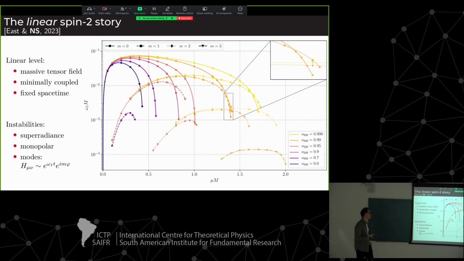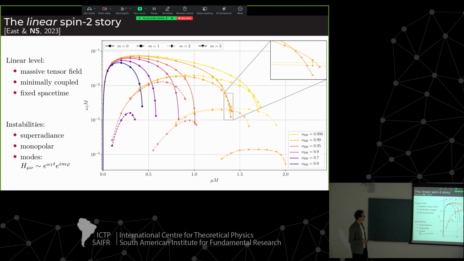Here you can see the growth rate, that's the imaginary part of the frequency that I introduced during the lectures. You can see the growth rate as a function of this combination of the mass of the spin 2 field and the mass of the black hole. They're classified by their azimuthal states, so m equals 1, m equals 2, m equals 3, as well as m equals 0. And m equals 0 corresponds to these solid lines here, with the circular dots.